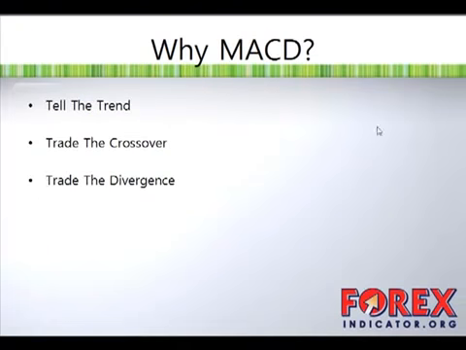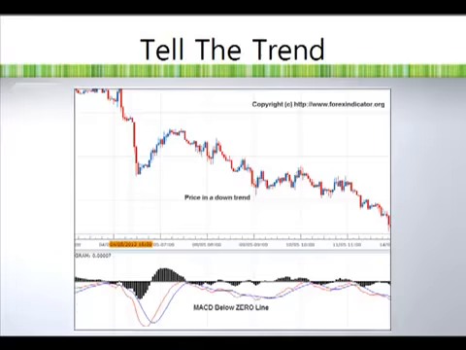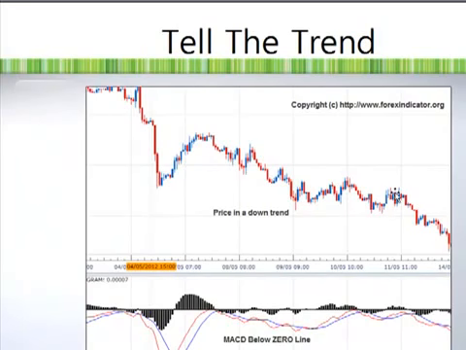First of all, let's go through how I use the MACD to tell the trend. Let's take a look at this picture here. You can see that the price is moving in a strong downtrend. It's moving down all the way. And how can the MACD indicator help us to identify that it is in a strong downtrend?